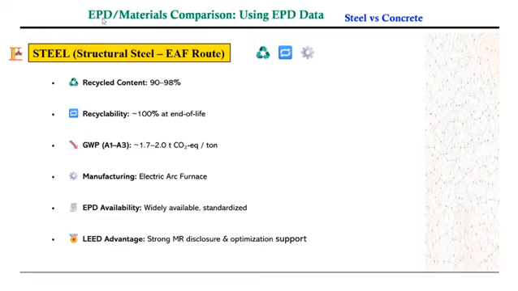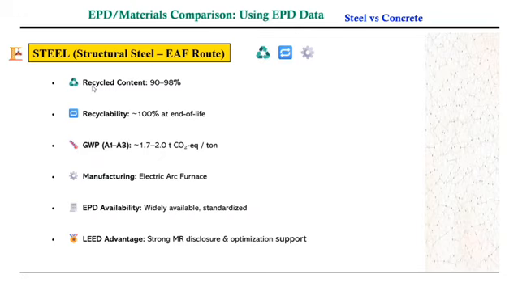Here we have the EPD materials comparison using EPD data. As I mentioned in my outline, we have three parts. The first one was the discussion or overview, the second one was for steel, and the third one is the comparison of two materials. So we have tried to compare steel and concrete. So, steel.